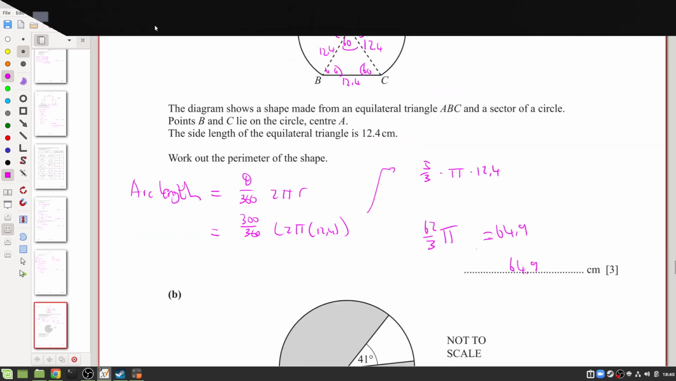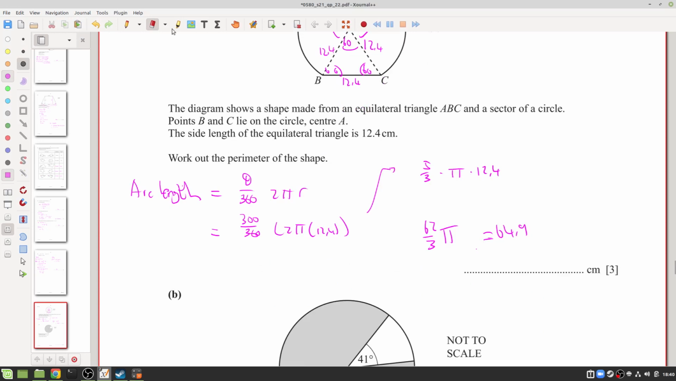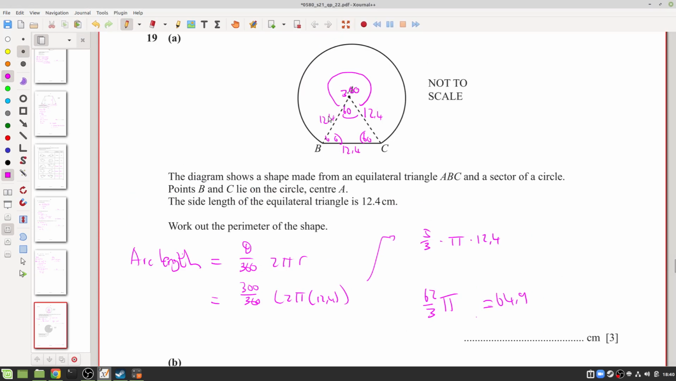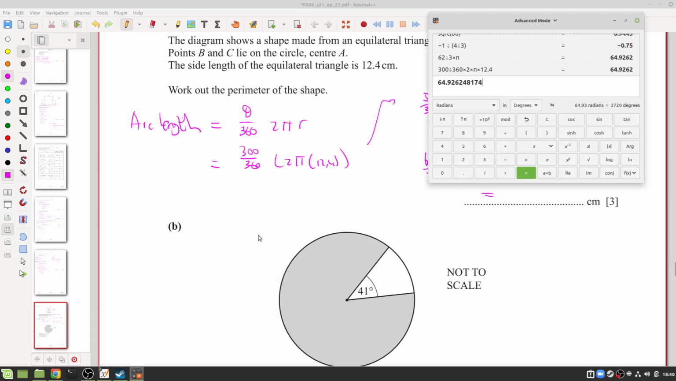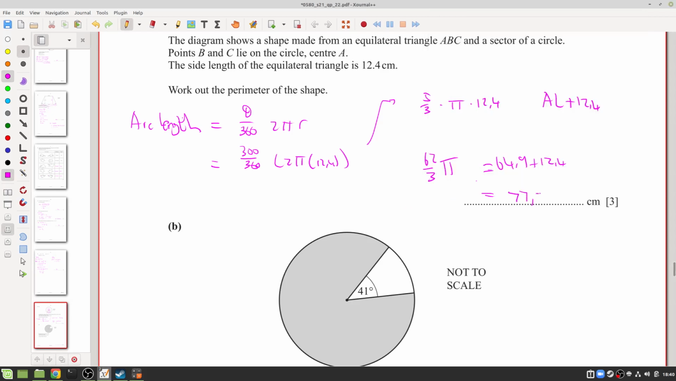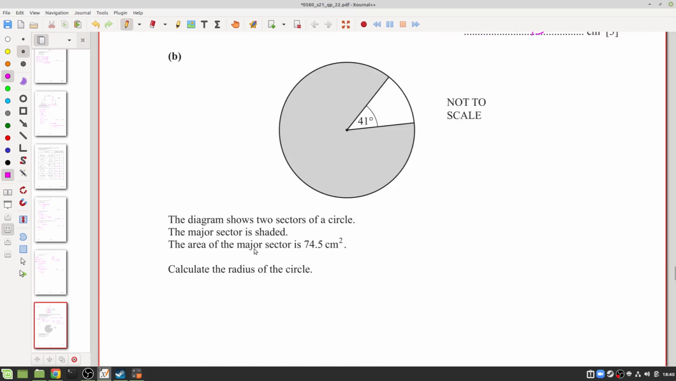But that's not our final answer. Easy mistake to make, which I just did. So that just gives us this arc length, right? That's the arc length we calculated. So arc length plus the 12.4. So we have to add the 12.4, which will give us 77.3. 77.3, correct to three significant figures.